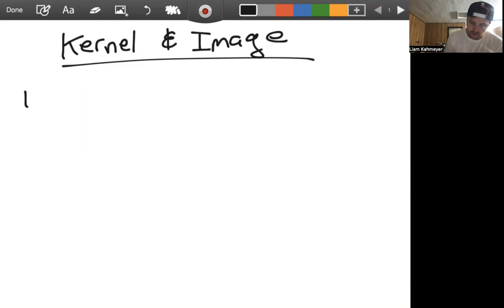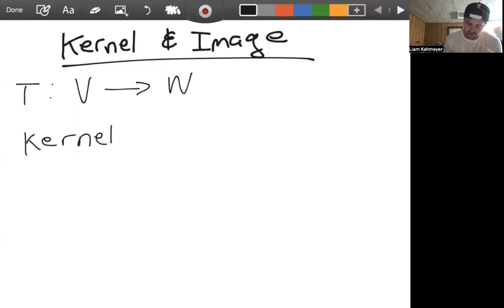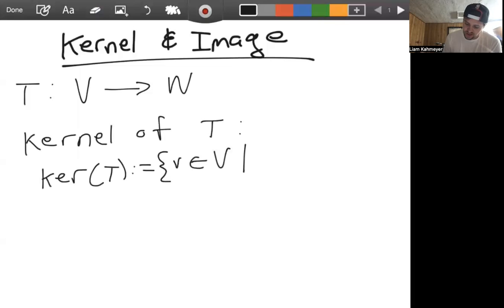And so let's remember here, if we have a linear transformation T from V to W, then there are two very important sets that we can talk about here. We can talk about the kernel. The kernel of T, we write it ker of T, and it's defined to be the set of all vectors v in V such that they map to 0 under the transformation T, right? So we're looking at everything that gets mapped to 0.